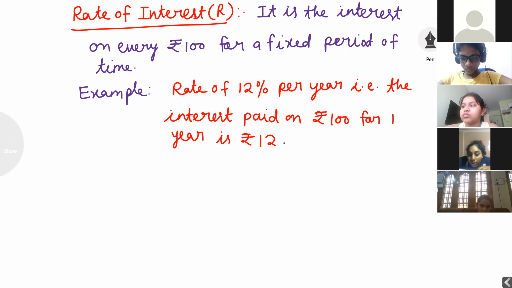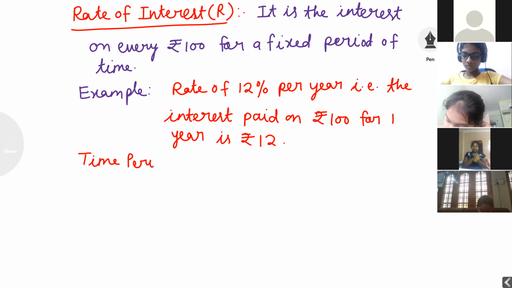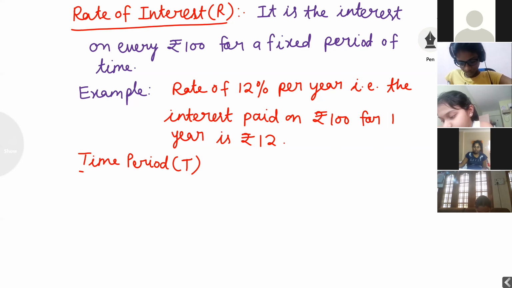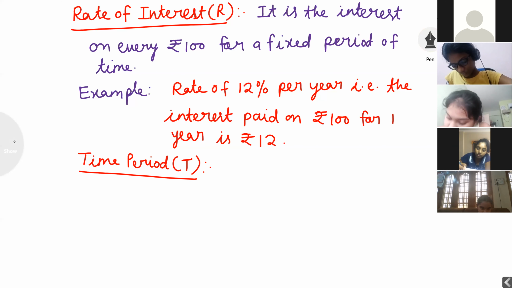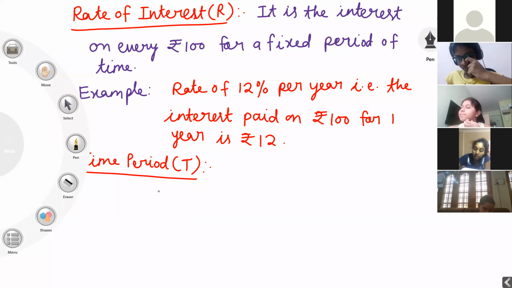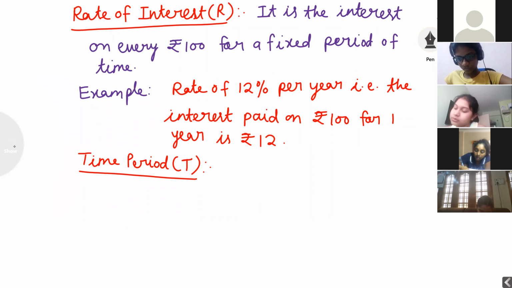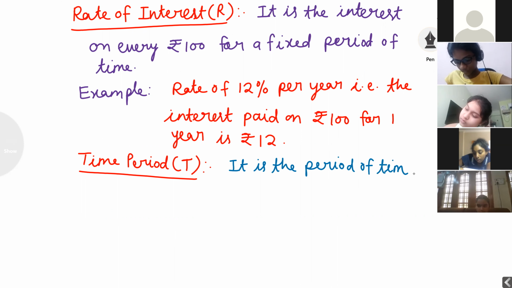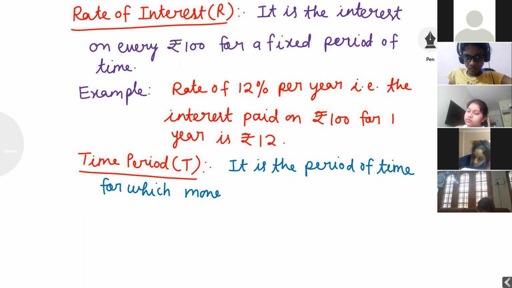Next, keep heading: time period, capital T. Time period or time, capital T. It is the period of time for which money, in the bracket note down sum, is borrowed.